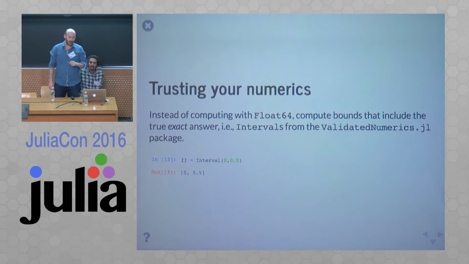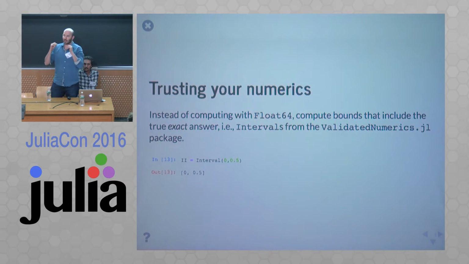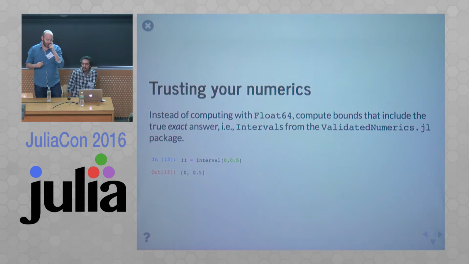The title, validated numerics, the name of the package, refers to the fact that when we do calculations with these intervals, as Luis just showed, those boxes are a mathematically rigorous statement. So for the boxes that we showed, where there is no box, we have rigorously excluded that region. We know, it's a theorem, that there is no zero inside that box.